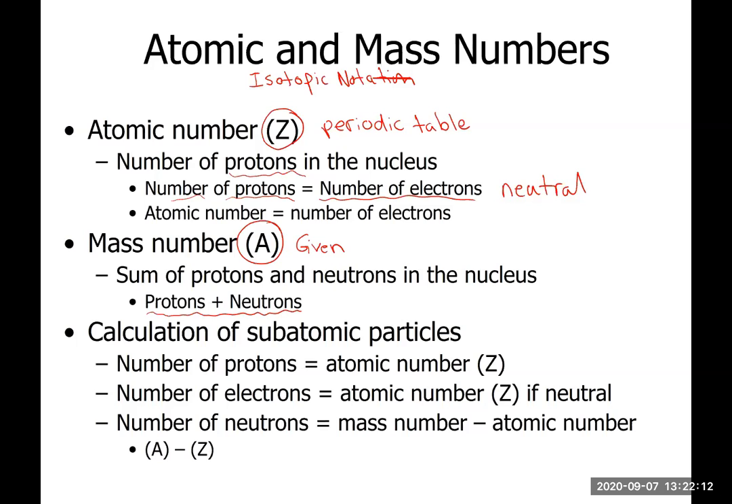We can calculate the subatomic particles because the number of protons is equal to the atomic number Z. So again, that comes from the periodic table. The number of electrons is equal to the atomic number Z if you have a neutral atom. And again, we can get that from the atomic number on the periodic table. The number of neutrons is equal to the mass number minus the atomic number. So in other words, uppercase A minus uppercase Z. And again, we need to understand what the mass number is, and we need to be given that value.